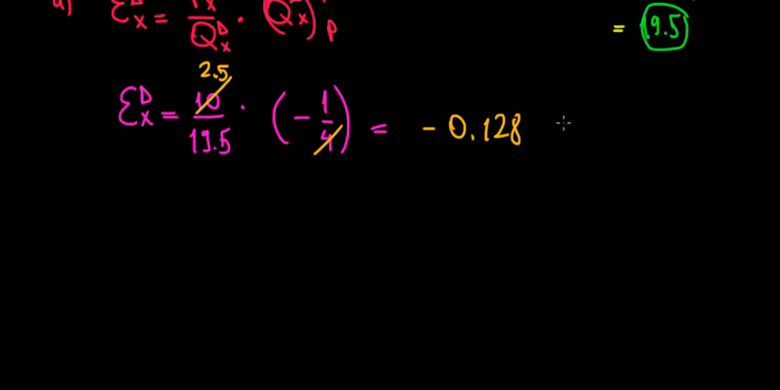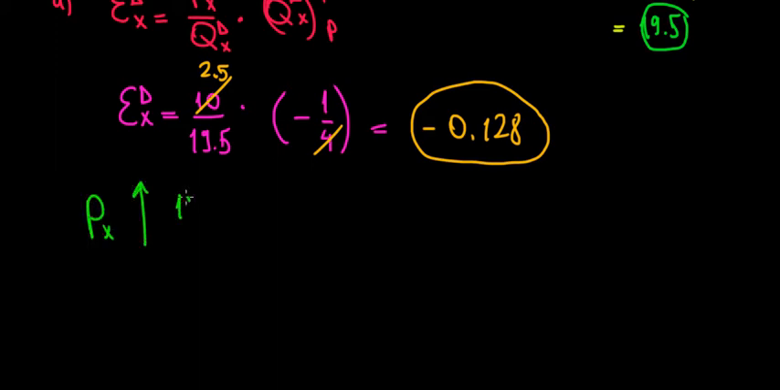We don't have to convert it, because that's already given in percentages. What does this tell us? It tells us that when the price of good X increases by 1%, the quantity demanded for X decreases by 0.128%. Hope this makes sense. Now, with the same logic, we do it for part B.